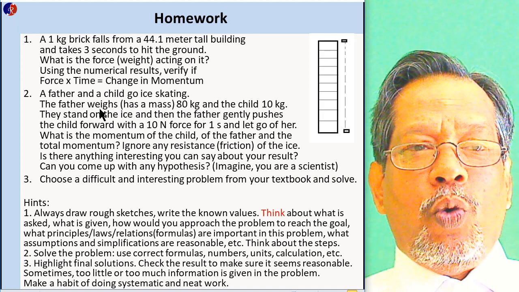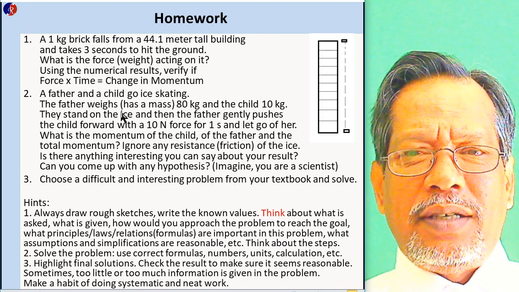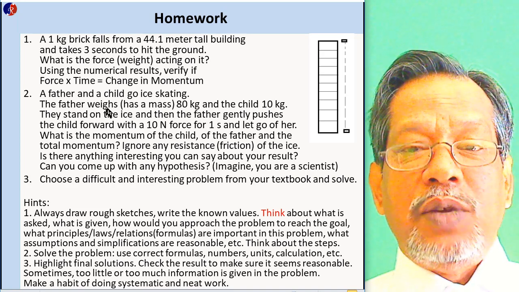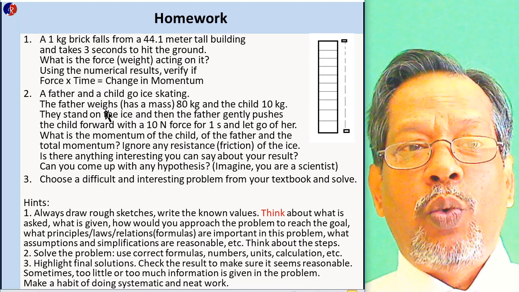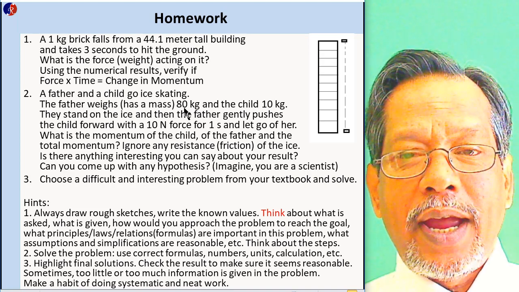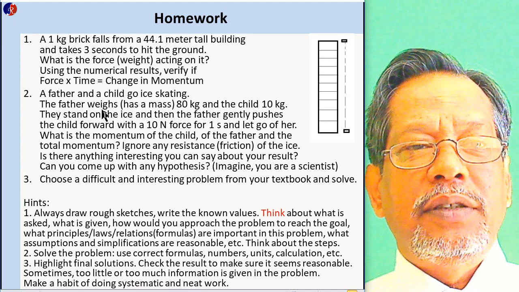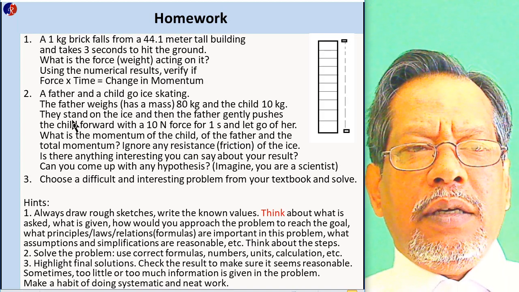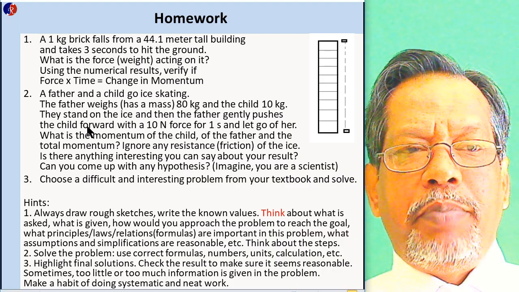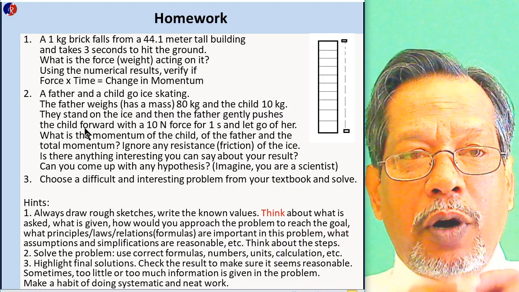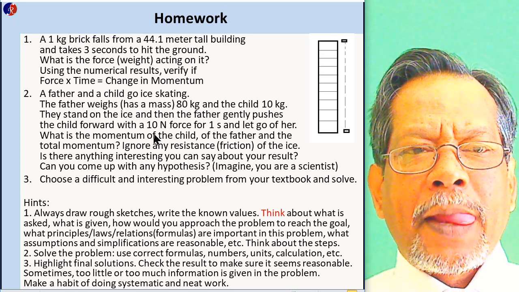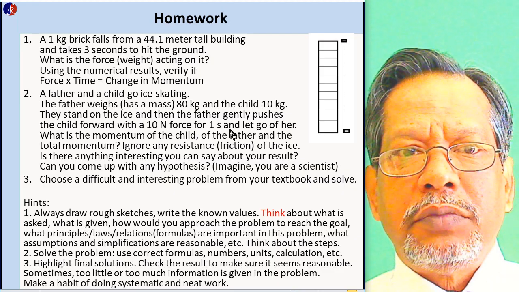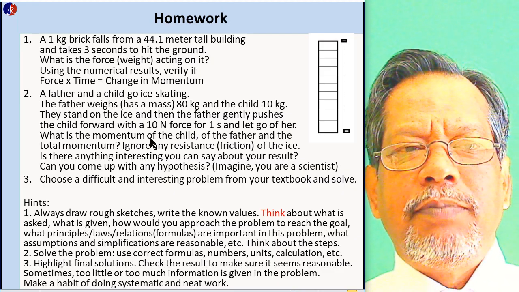The father weighs, it's not weight, it's actually a mass of 80 kilograms. But we say he weighs so much. She weighs so much. I weigh 70 kilograms. So the father weighs, that means he has a mass of 80 kilograms, and the child 10 kilograms. They stand on the ice, and then the father gently pushes the child forward so that the child can start moving with a 10 Newton force for just 1 second, and then releases her. She keeps moving. What is the momentum of the child?